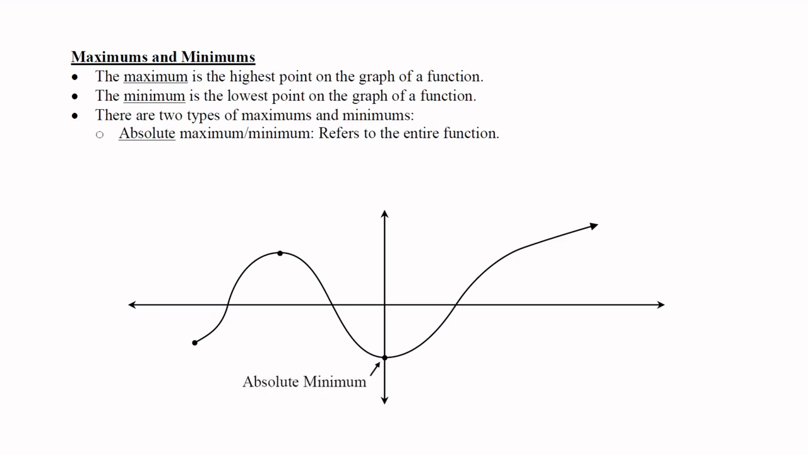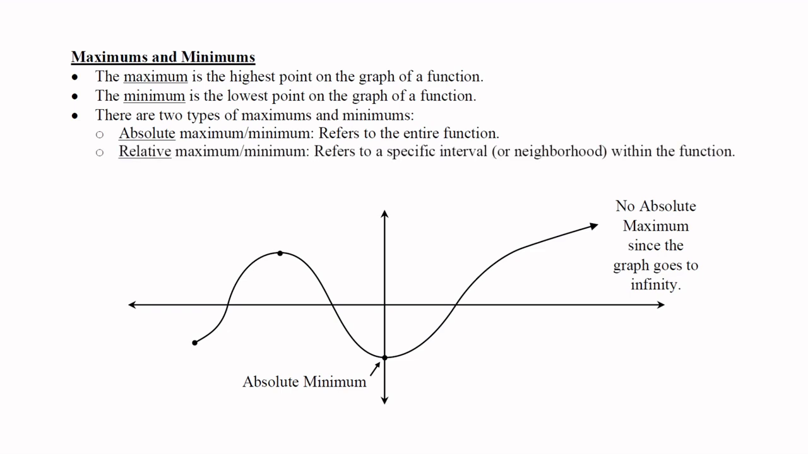We have an absolute minimum here because this is the absolute lowest point on our graph. There is no point on this graph that is lower than this. However, there is no absolute maximum since the graph goes to infinity.